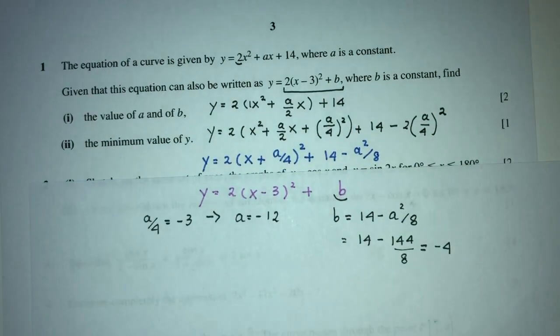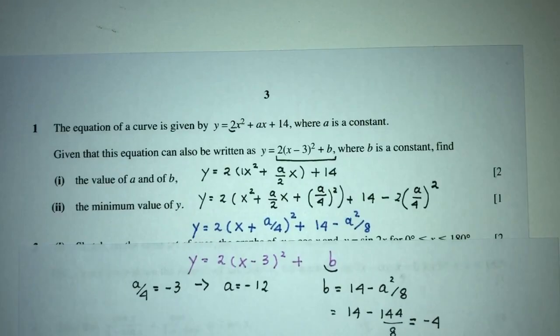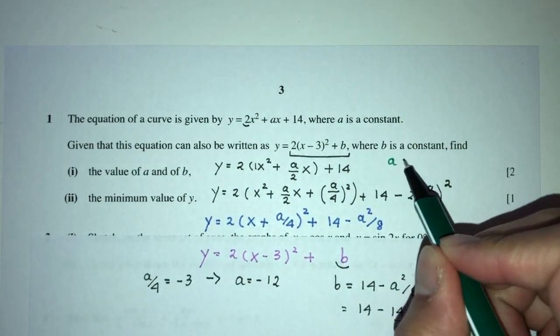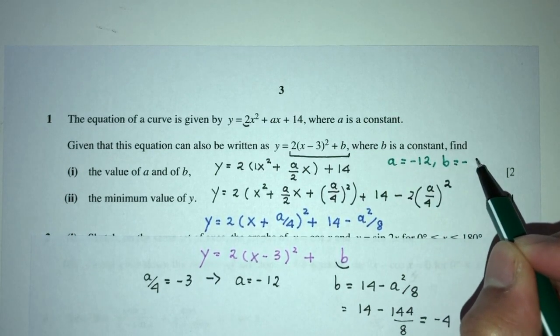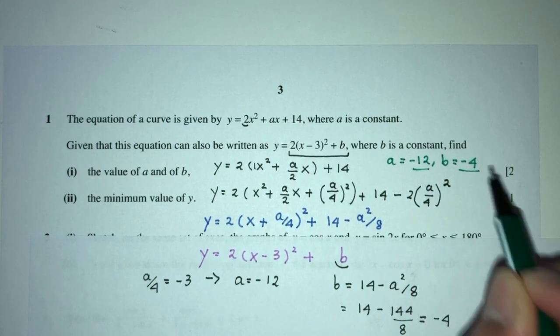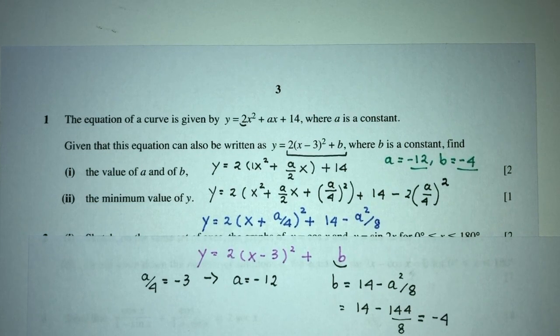Okay, so question part 1, let me write the answers down. So we have a has to be minus 12, and b has to be minus 4. That's the value of a and b. Now let's move on to part 2 of the question. So we have to find the minimum value of y.